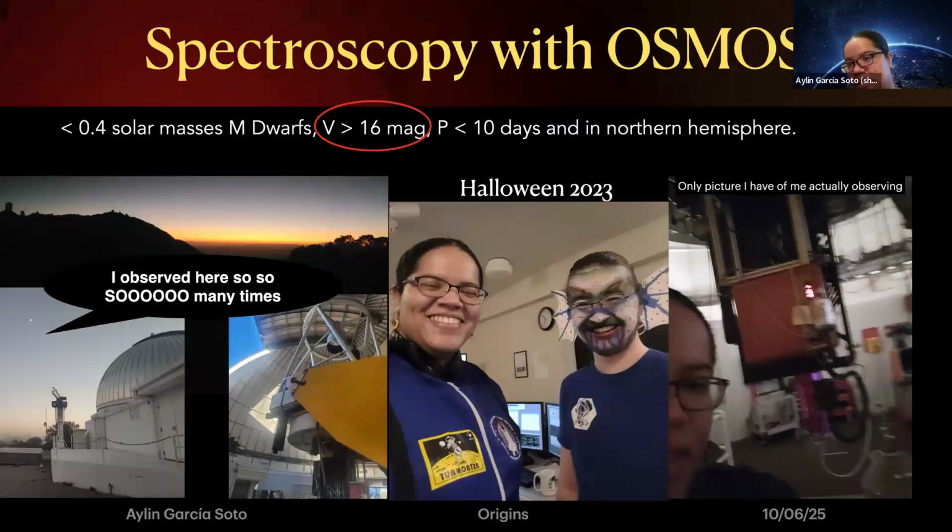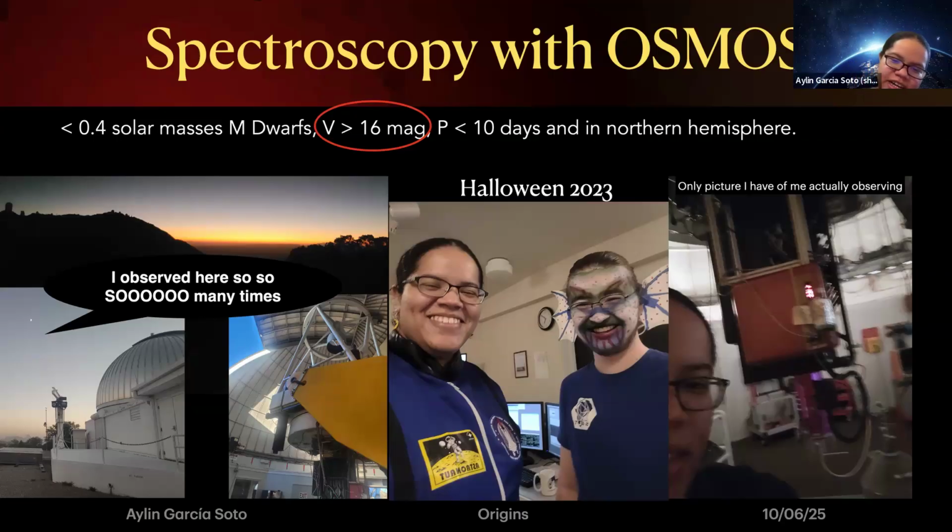And spectroscopy, because when we know when TESS is observing, I can go to the mountain and observe. And this is a picture of me in Halloween. I've met an alien. Really fun time. I'm just kidding. But the limit for this one is that it has to be brighter than 16 magnitudes.